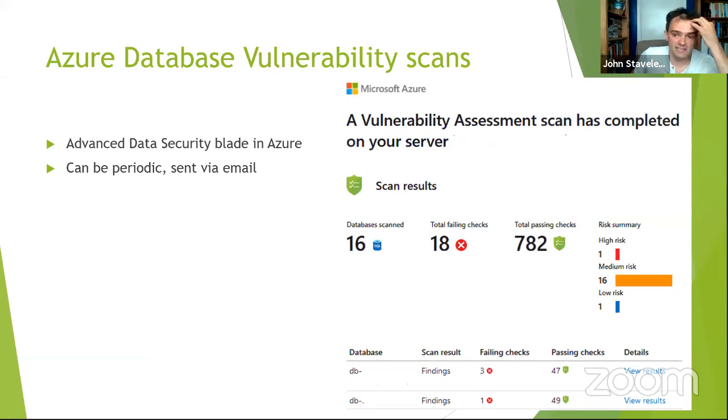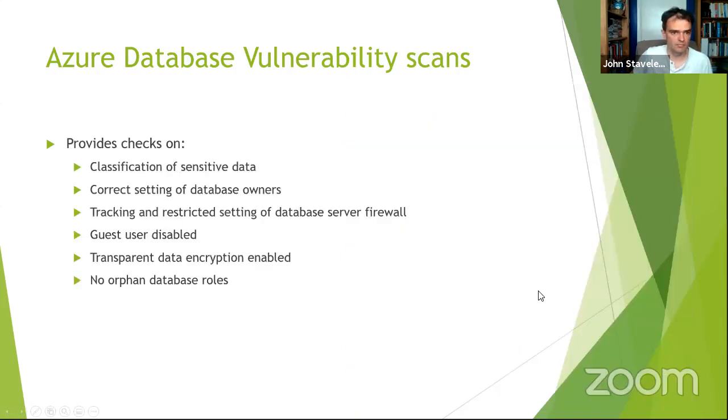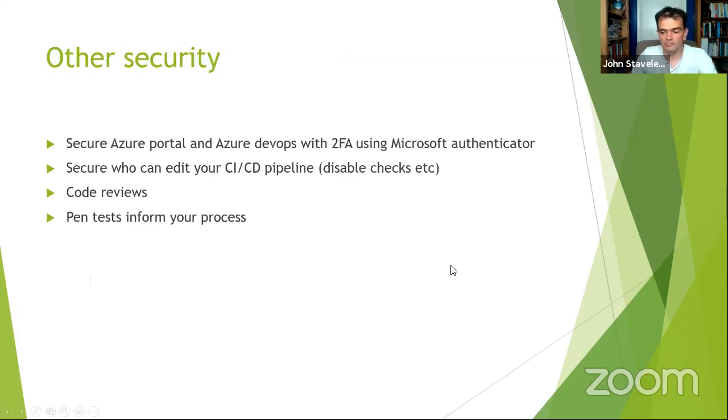So you have vulnerability scans on all of the databases. So that's in the security blade in Azure. And then you get emailed this once a week about all of these databases, and you've got failing checks and passing checks. So it can provide information on whether you've classified sensitive data. That's from the perspective of if you've classified it as sensitive and someone accesses it, then you can audit that access. Correct setting of database owners, is the firewall set correctly, etc., etc. So all useful database stuff that improves your security.